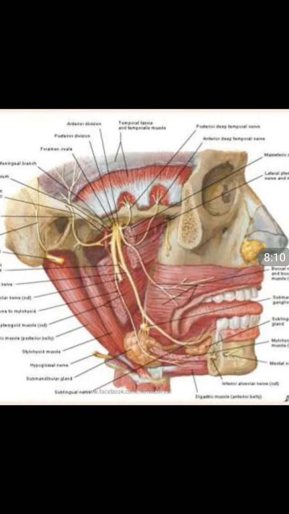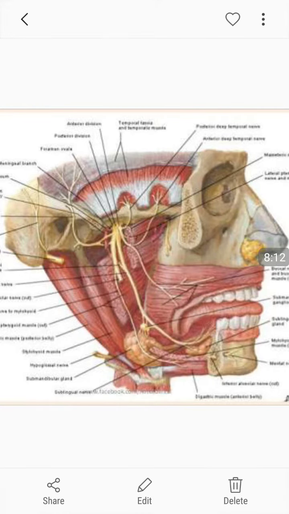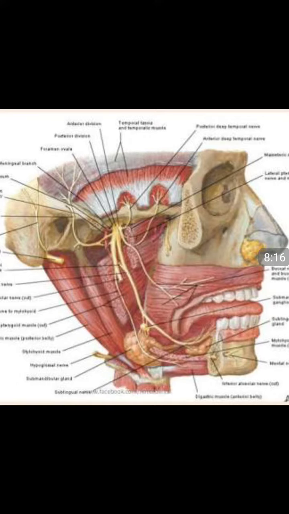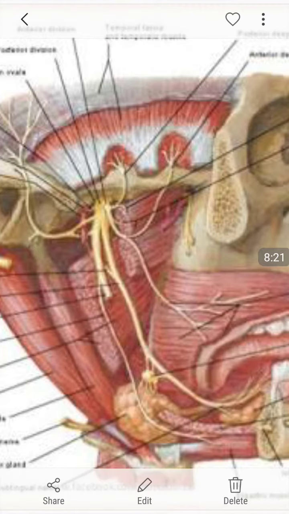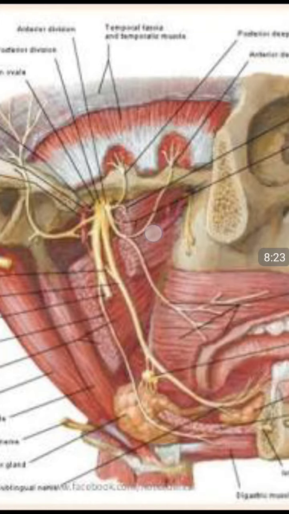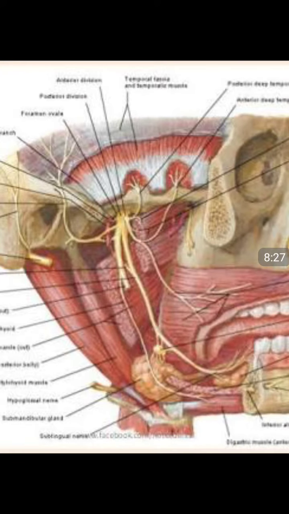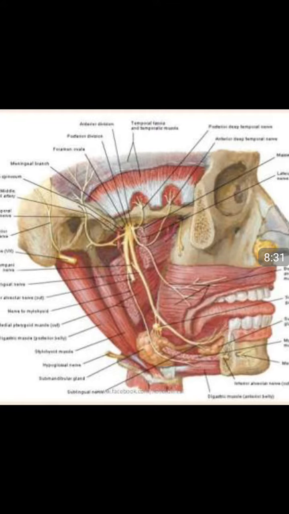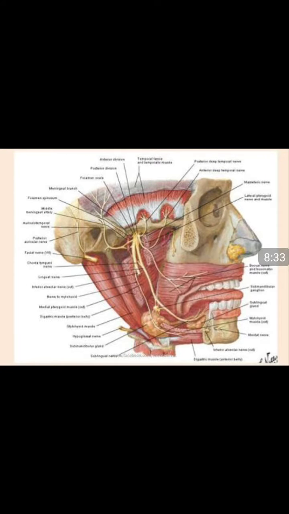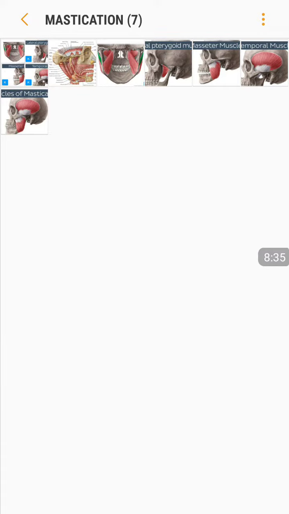Here you can see the anterior and posterior deep temporal nerves supplying the temporalis muscle. Then there you can see the nerve to the lateral pterygoid. This is the lateral pterygoid muscle. Likewise, the medial pterygoid and masseter muscles are all supplied by the mandibular division of the trigeminal nerve.